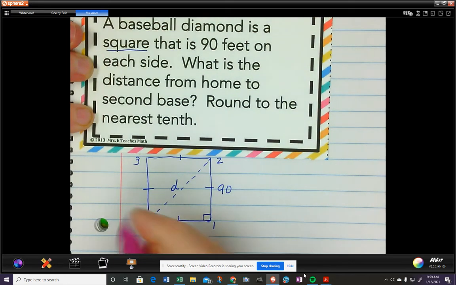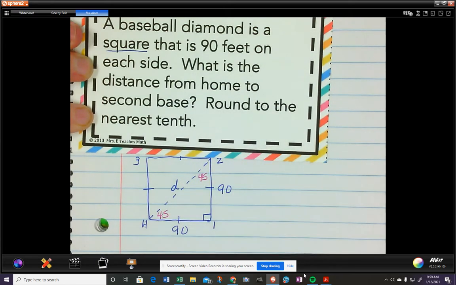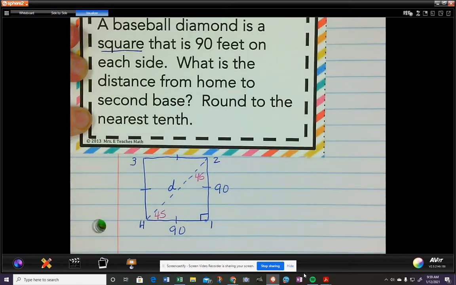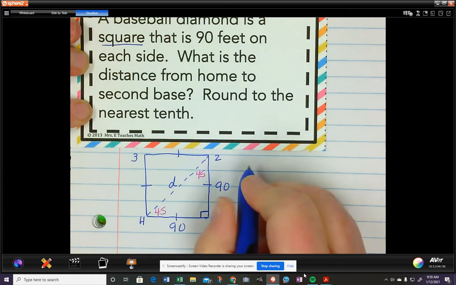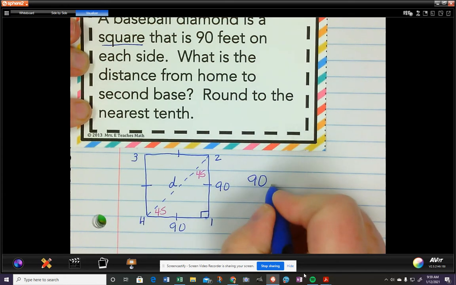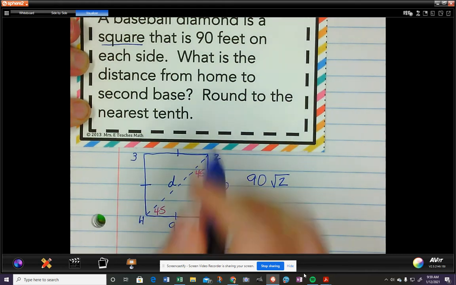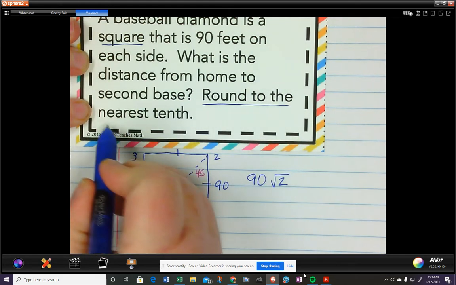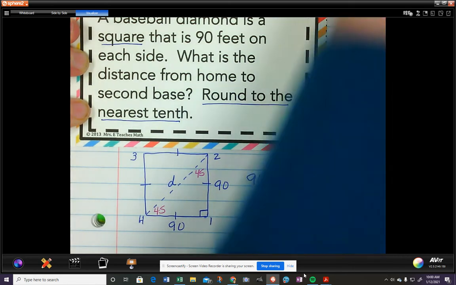It's a 45, 45, 90 triangle. So we could use our little 45, 45, 90 trick and say that it is 90 square root of 2. But we can't use that because it says round to the nearest tenth. Round to the nearest tenth. So we get our calculator.